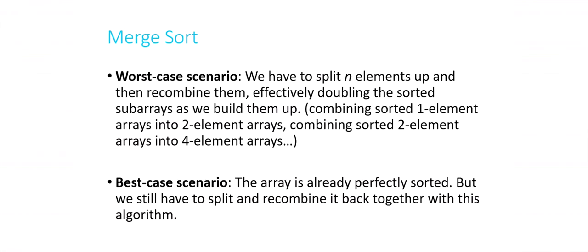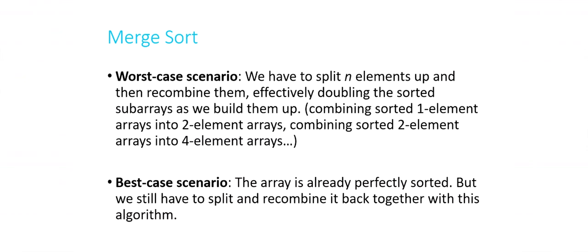In the worst case scenario, we have to split up n elements, and then we have to recombine them, effectively doubling the sorted arrays as we build them up. So we take 2 one-element arrays and we turn it into a 2-element array. We take 2 two-element arrays, we make it into a 4-element array, and so on and so on as we go. In the best case scenario, sort of like selection sort, the array is already sorted, but we don't know this. We don't know this until we split it and recombine it back with this algorithm.